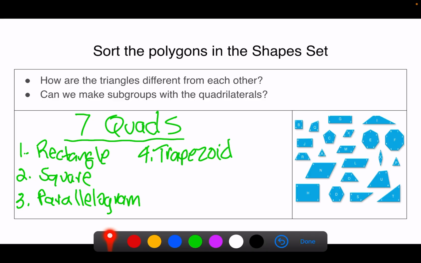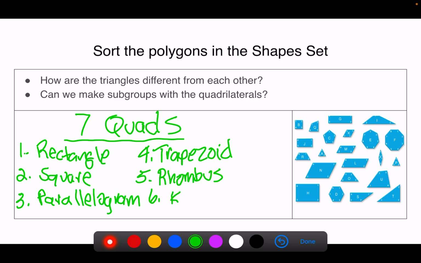Now let's talk about the rhombus. A rhombus is like a square, but without 90-degree angles. And there's one right here. I think that looks like a K. K is a rhombus. Like a square, all sides are the same length, but the angles are not 90 degrees.